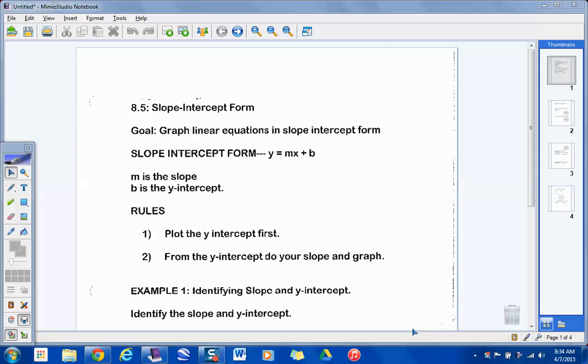Alright, kiddos, let's work on this. You guys all have this open right here, don't you?